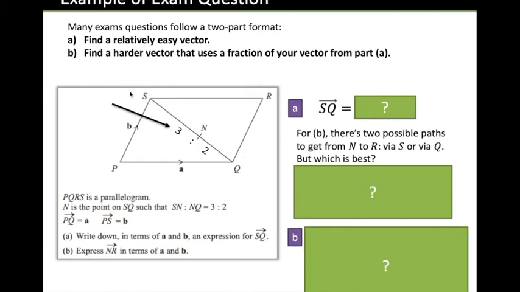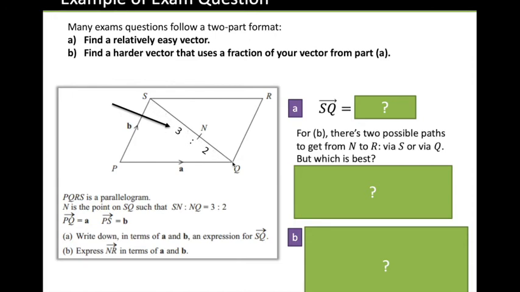Okay, this is the plane, PQRS, a parallelogram. N is a point on SQ such that the ratio of SN to NQ is equal to 3:2. And given that vector PQ is equal to vector A, vector PS is equal to vector B. Question A is supposed to be the easier one. Write down in terms of A and B an expression for SQ.